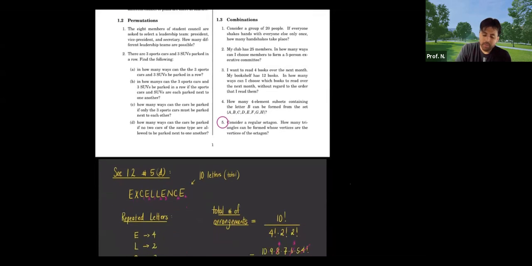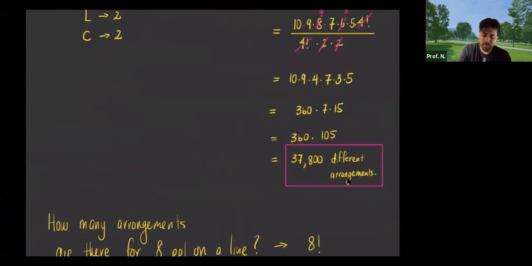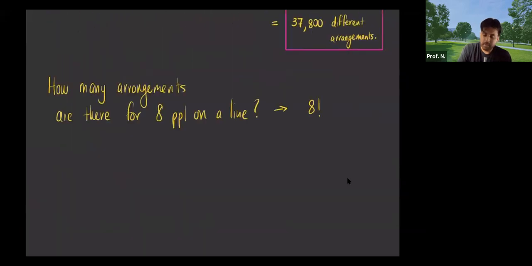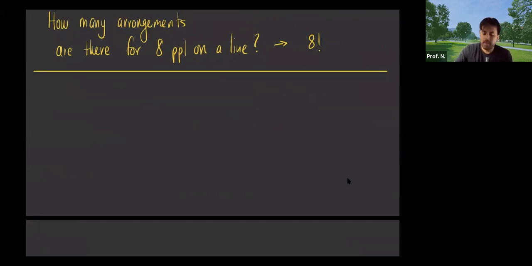So we have what's called a regular octagon, and you have heard of octagons, hopefully, right? It's a polygon with 8 sides and 8 vertices. And the question is, how many triangles can be formed using the vertices of the octagon as vertices for the triangles themselves? So a little bit of geometry here, just to show you that mathematics is not so compartmentalized as it may appear to be. There's a lot of overlap with other fields in mathematics.